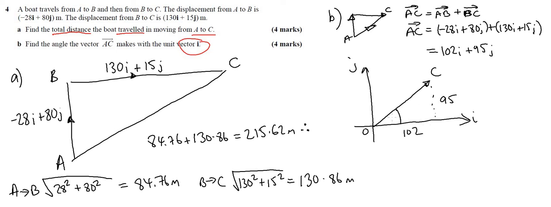Now I need to know what that angle is. I've got the opposite and the adjacent, so I'm going to do arctan of the opposite over the adjacent, 95 over 102. That tells me that is 42.96, or about 43 degrees. And that is my answer.